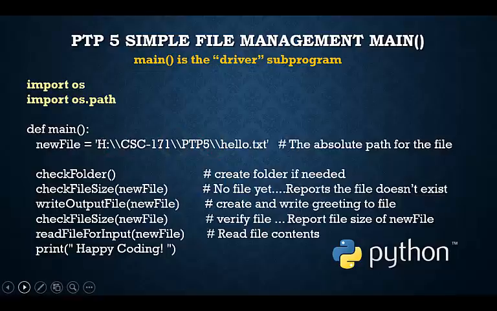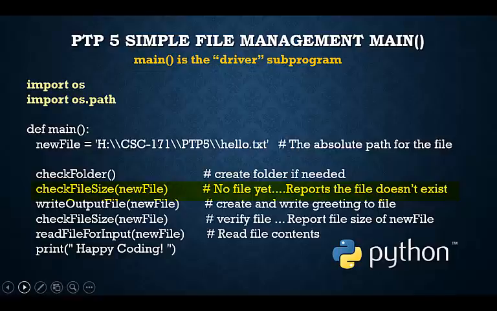After storing the path into the local variable new file, main calls check folder. Check folder will look for the PTP5 folder inside the CSC-171 folder. If it doesn't exist, it will make a new folder named PTP5 inside the CSC-171 folder. If it does already exist, it will do nothing. The next function, called check file size, is passed the name of the file. Its job is to report how big the file is.